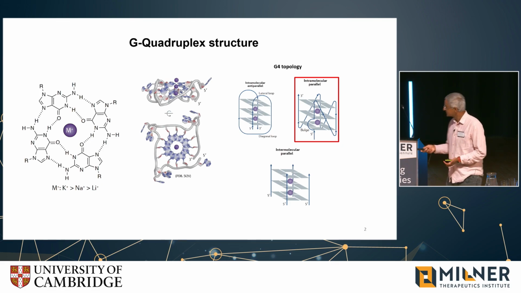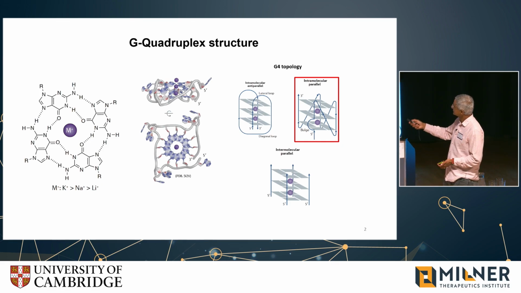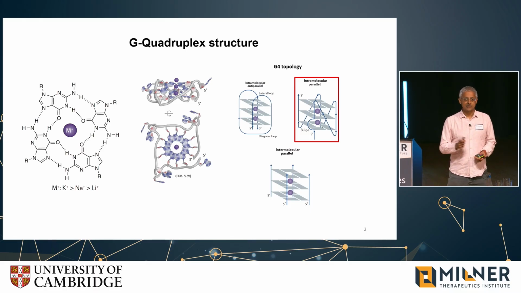We're in the right place to talk about that. So I'm not going to talk about the double helix. I'm going to talk about a structure called a G-quadruplex, which is actually a four-stranded quadruple helix structure that can form in DNA.